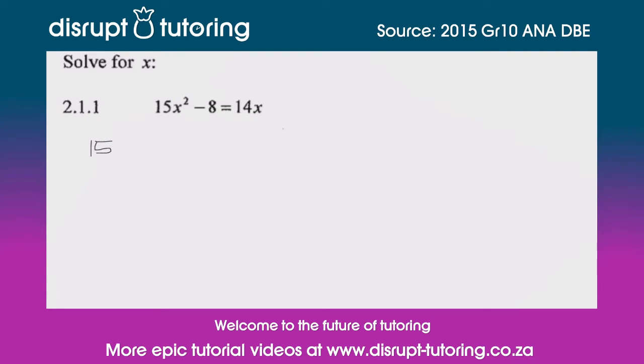So we've got 15x squared. Let's bring the 14x across, which would give us minus 14x minus 8, and that now leaves us with 0. Now do you see we've got one of our typical trinomials that we can try and factorize?